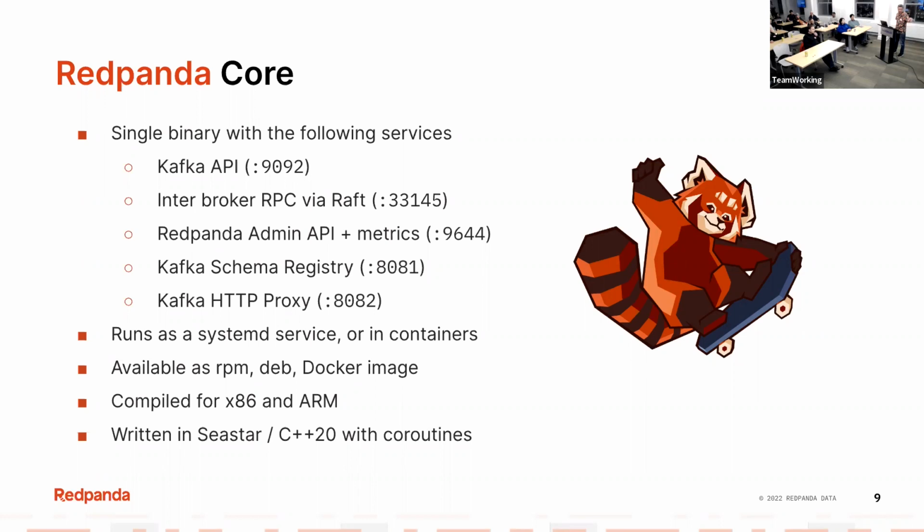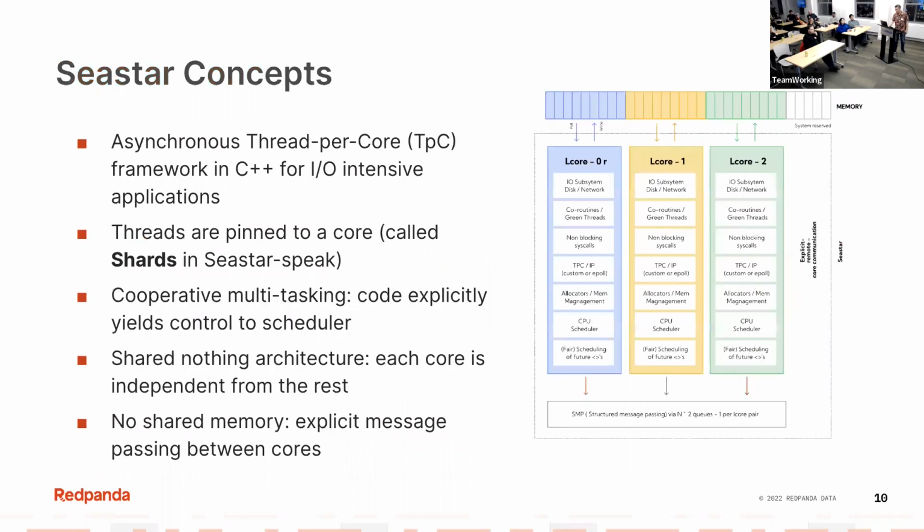It compiles for x86 and ARM. So developers love it because they can spin it up on a Mac, like what I have here, and have a Kafka environment running in under a second. And again, like I said, it's written on top of C Star, uses C++20 and coroutines.